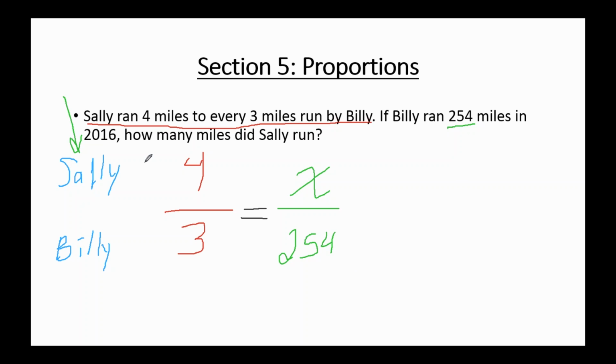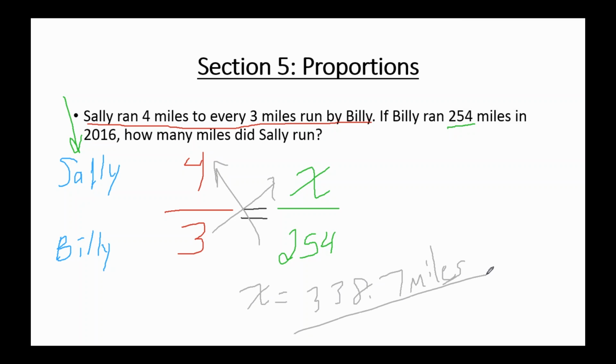So does anybody have an answer for this? How many miles did poor Sally run? Okay. So if you cross multiply, 3x equals 4 times 254, you do end up, if you round to the nearest tenth, 338.7 miles. When you are doing story problems, it is going to be crucial that you label your answer.